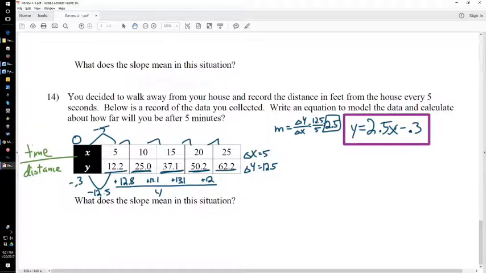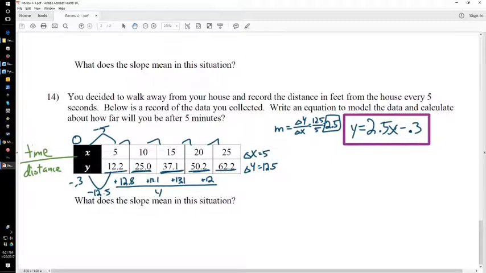How far will you be after 5 minutes? Okay? So are we going to plug that in for time or distance? It's time. 5 minutes is time. Now here's the tricky part. Time is measured in seconds. It says every 5 seconds over there. So we need to figure out how many seconds 5 minutes is.